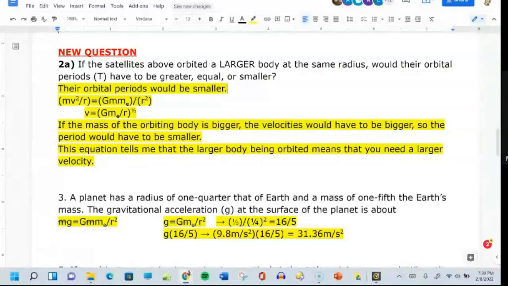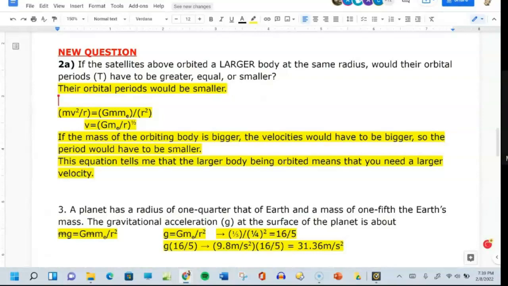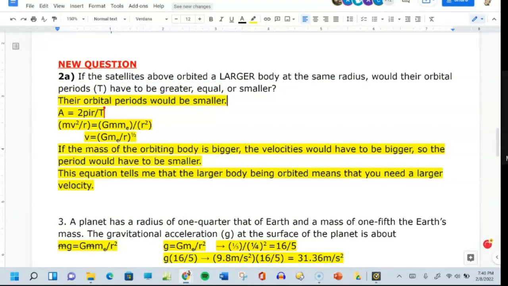So capital V is 2 pi r over capital T. V equals 2 pi r over T. V is velocity, 2 pi r over T. So make that a V, that's velocity.